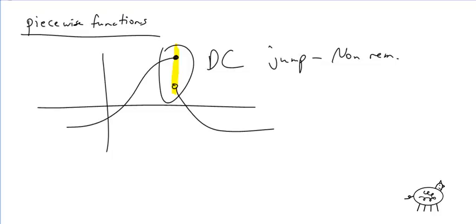So do you guys agree that all piecewise functions pretty much are non-removable, there's a discontinuity? Well, it's not really true. Here's an example. Here's a piecewise function, and then there you go. So that's my piecewise function.